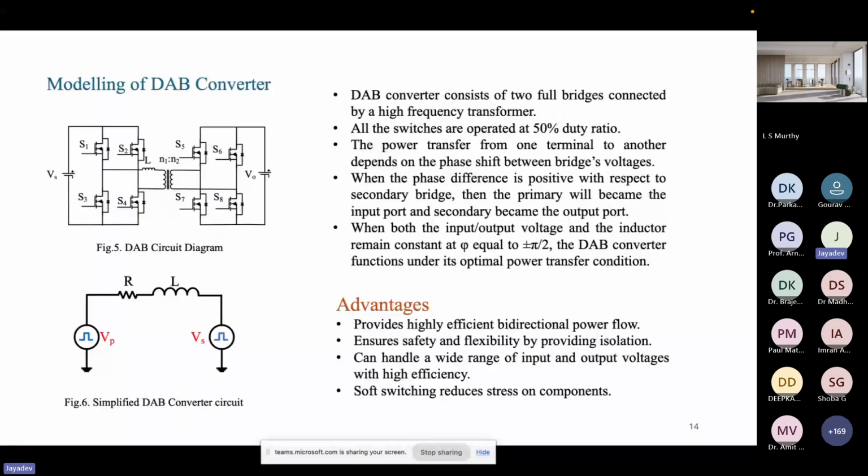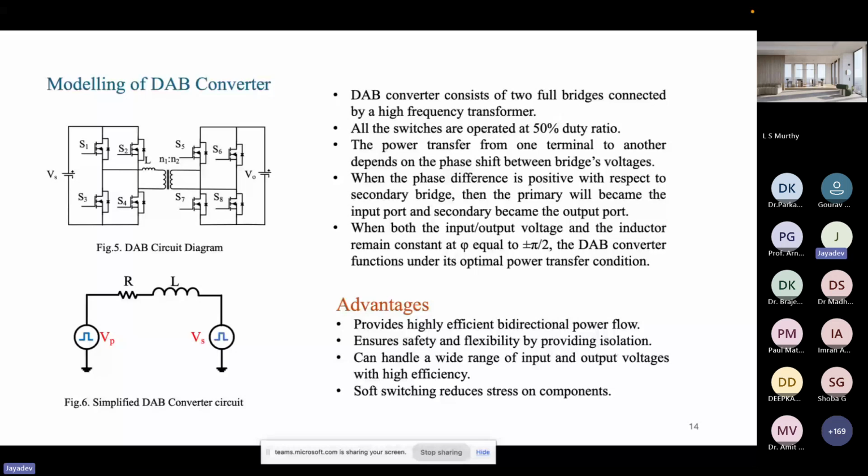Now coming to the modeling of the DAB converter. As you know, we have used the DAB converter compared to the normal buck boost converter. It has so many advantages. Along with the advantages, it has some complexity also.